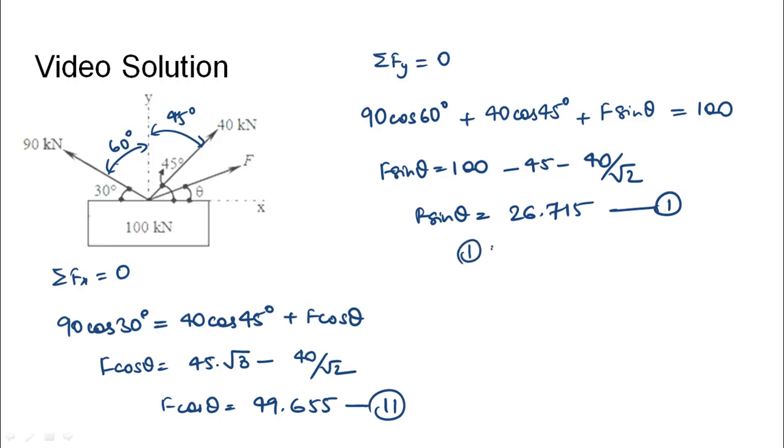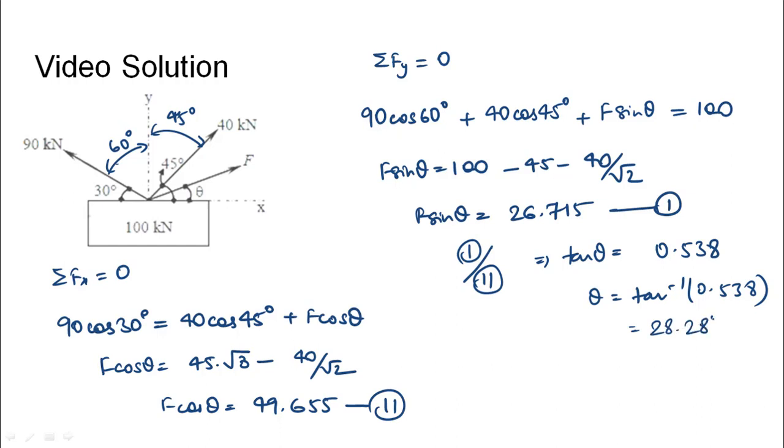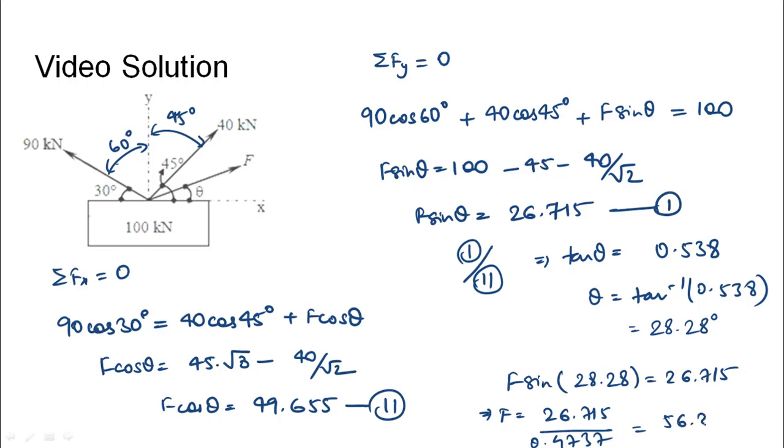Now by dividing equation 1 by equation 2, we would get tan theta as 0.538. From this, theta would be obtained as tan inverse of 0.538, that would become 28.28 degrees. Now substituting theta back in equation 1, that is F sin 28.28 equals 26.715. From this we would get F as 26.715 divided by 0.4737, which would be 56.39 kilonewton.